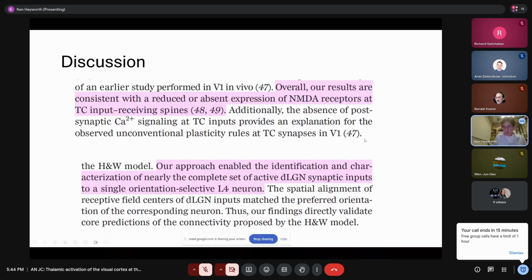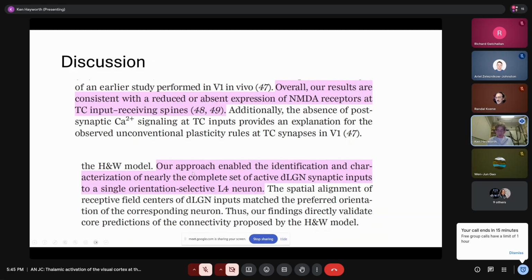So like I said, I haven't looked up this reference 47. So that was surprising. And I feel like, how can we be in 2026 and not know the basic complement of receptors on one of the most well-studied synapses in all of neuroscience? It's just kind of amazing.